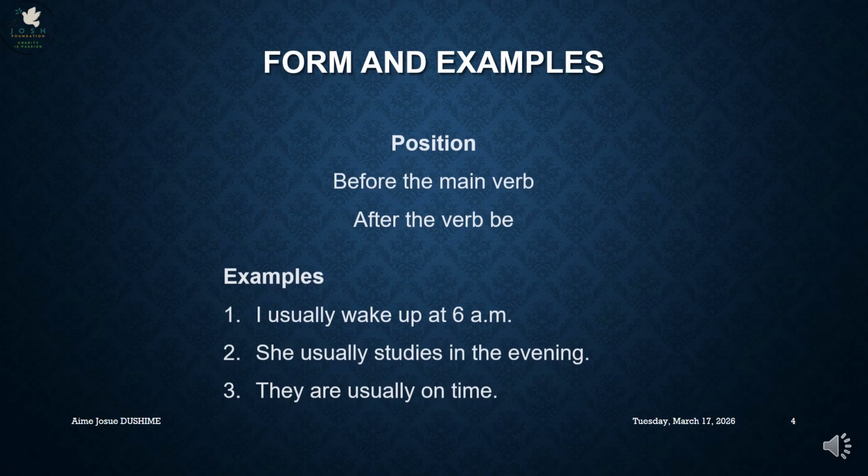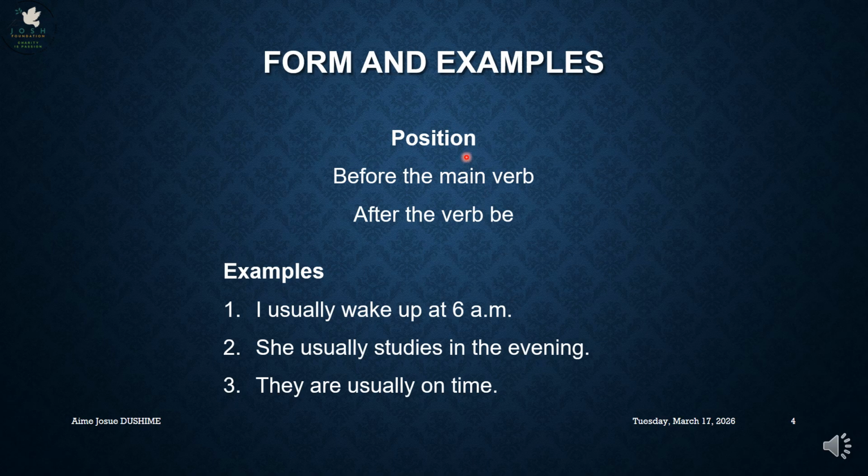Let's see the form and the structure. We just put usually before the main verb, or we put usually after verb be. When I say verb be, you remember verb to be has three forms: am, is, are. When you have am, is, are, put usually after. Am usually, is usually, are usually. When you don't have a be verb, put it before the main verb, like usually speak, usually talk, usually go, usually dance, like that.